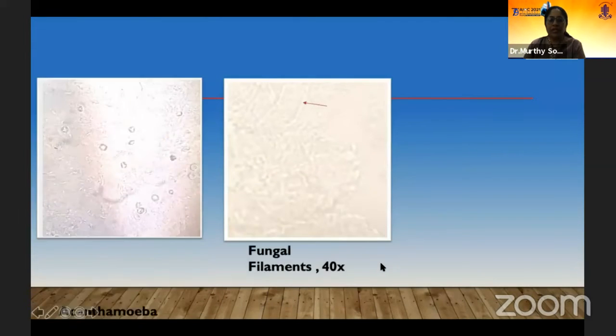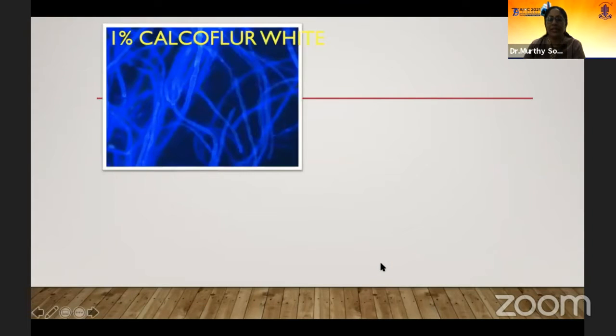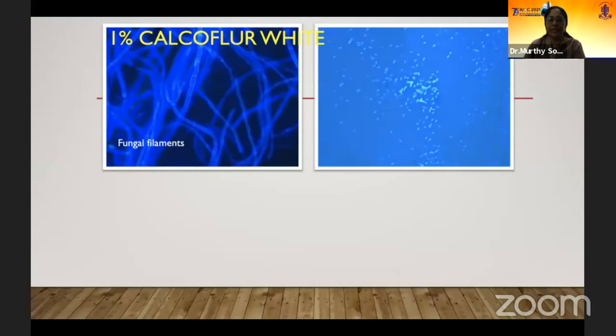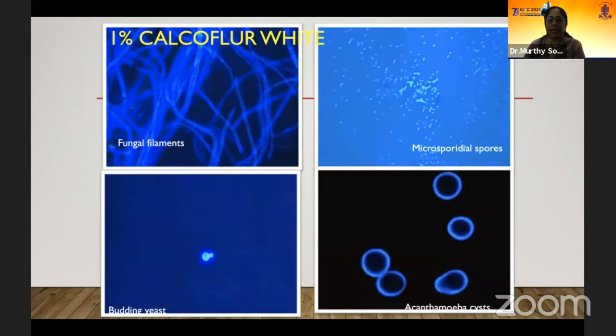And this is what we would see in a simple KOH stain, where we can pick up a lot of information, such as fungus and even Pythium, as in this case, microsporidia, as well as Pythium.